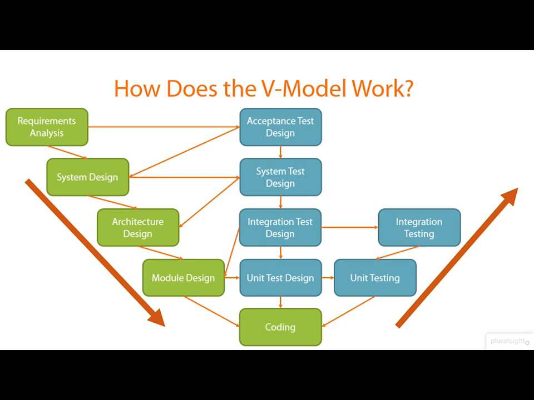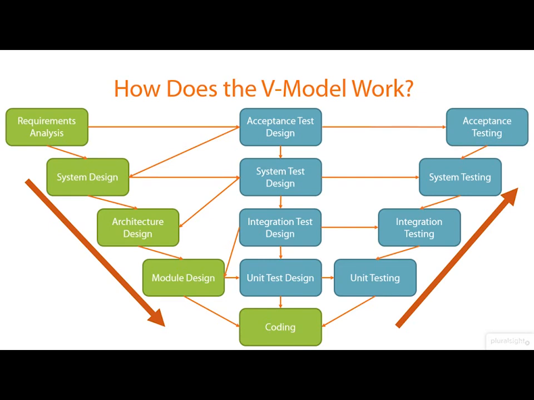Next is integration testing. Integration testing is associated with the architectural design phase. Integration tests are performed to test the coexistence and communication of the modules within the system. After integration testing, we have system testing. System testing is directly associated with the system design phase. System tests check the entire system functionality and the communication of the system under development with the external systems. Most of the software and hardware compatibility issues can be uncovered during system test execution.